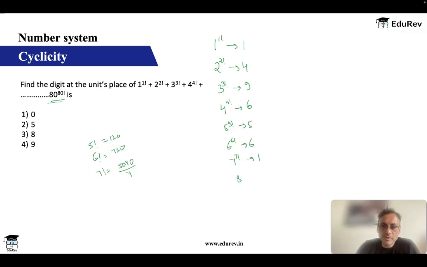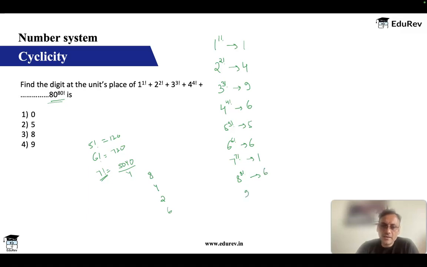Similarly, 8 to the power 8 factorial. Now, obviously, you can notice that all these numbers are multiples of 4. 7 factorial itself was a multiple of 4, so 8 factorial also will be a multiple of 4. So the answer would always be the fourth one. So in case of 8, it is 8, 8 into 8, 64, 8 into 4, 32, 8 into 2, 16. So this is going to be 6.